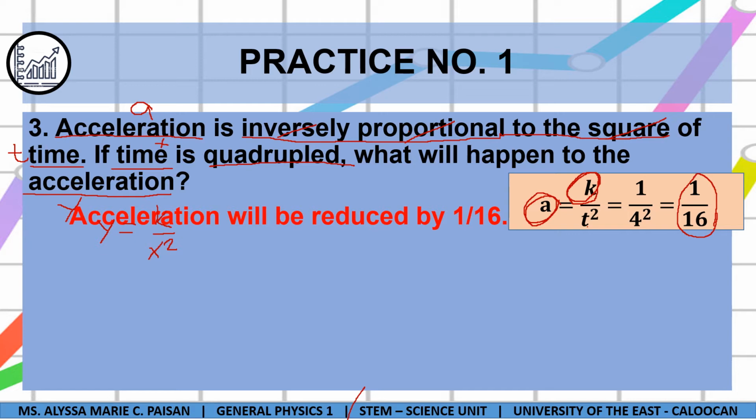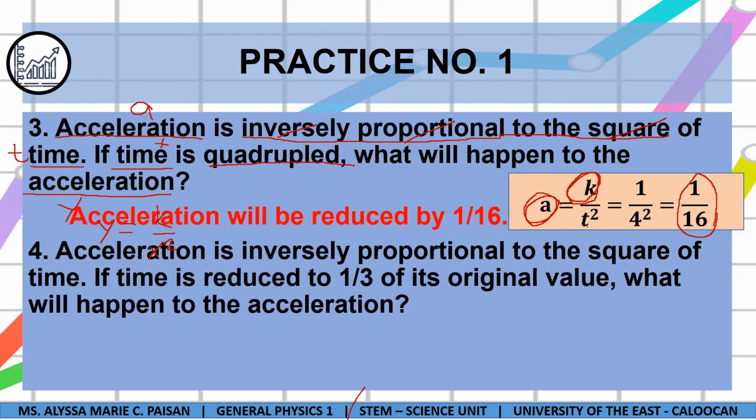Okay? Now let's proceed to number 4. It says here, acceleration is inversely proportional to the square of time. If time is reduced by 1/3 of its original value, what will happen to the acceleration? Again, let's look for the relationship. Inversely proportional. And wait, there's more again, to the square. Therefore, again, the relationship is not just inverse proportion, but inverse square proportion.